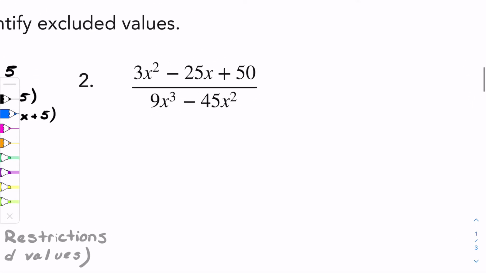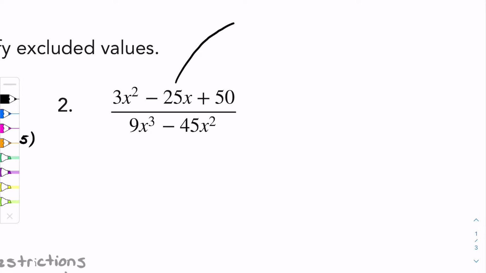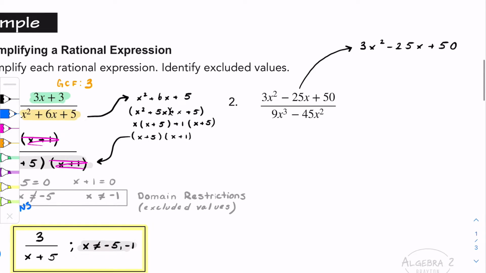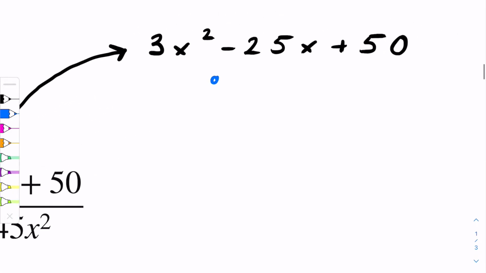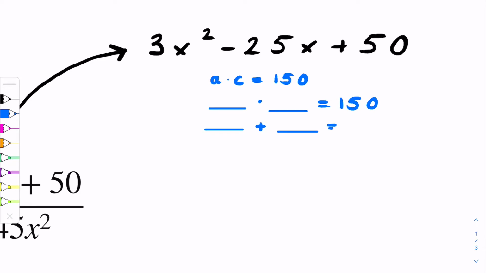So to start with the numerator, I'm going to factor this up here. This is a little bit of a longer factoring problem, so I want to make sure I give myself plenty of room so I can write out all of the steps. If I multiply a times c, that would be 3 times 50, which is 150. So I need the two terms that multiply to 150 and the same two terms that add to equal -25. This is going to be -15 and -10.